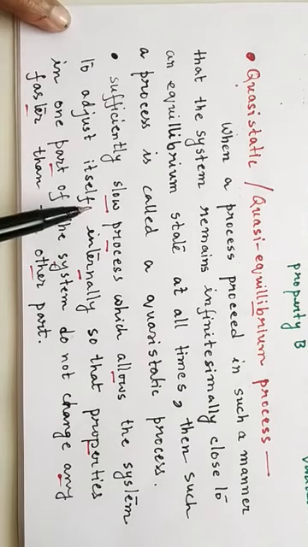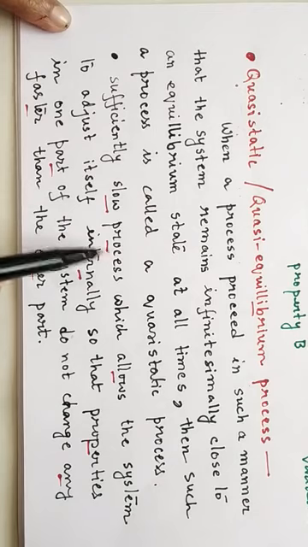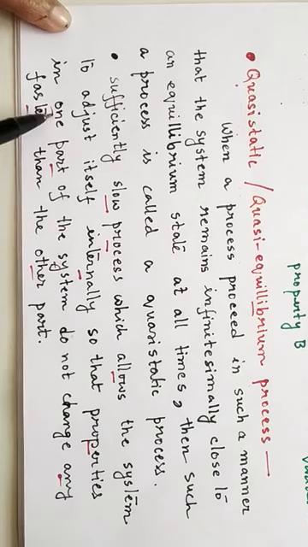So in a quasi-static process, the process occurs very slowly. As a result, if some change starts to happen in one part of the system, then the same change will occur at the same rate in the other part of the system.